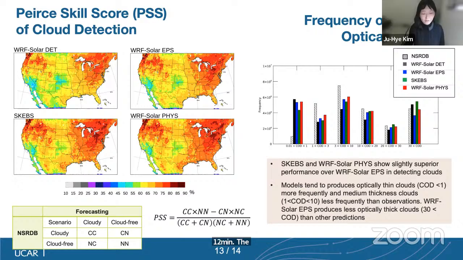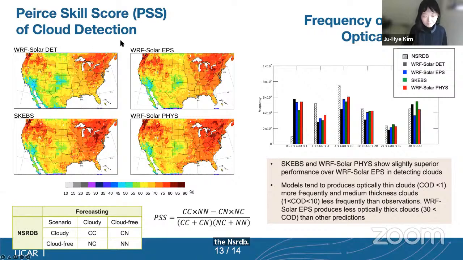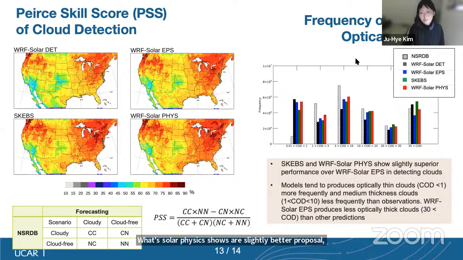The frequency of predicted clouds of the four experiments was compared with the cloud frequency in the NSRDB. Here is the MPAS scale score. SCAPS and the WRF-Solar physics show slightly better performance over the WRF-Solar EPS in detecting clouds. The figure on the right shows the frequency with respect to different cloud optical depths. The model tends to produce optically thin clouds more frequently, and medium thickness clouds less frequently than the observation. And WRF-Solar EPS produces fewer optically thick clouds than the other predictions.